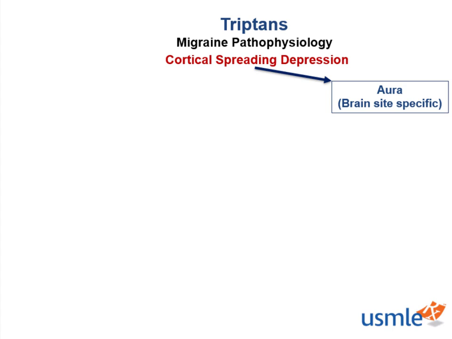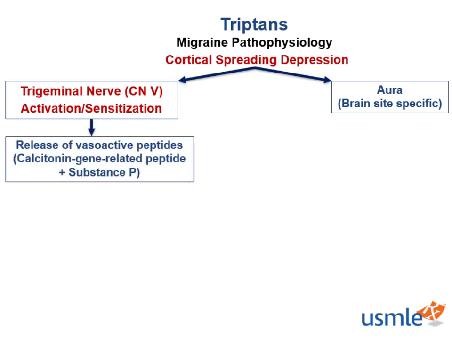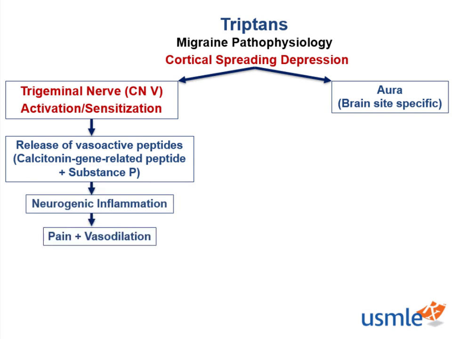Secondly, cortical spreading depression causes trigeminal nerve, or cranial nerve 5, activation and sensitization. This leads to the release of vasoactive peptides, such as calcitonin gene-related peptide and substance P, with the P standing for pain. These mediators lead to neurogenic inflammation, causing pain and vasodilation of cranial blood vessels. This all leads to the clinical manifestations of a migraine.